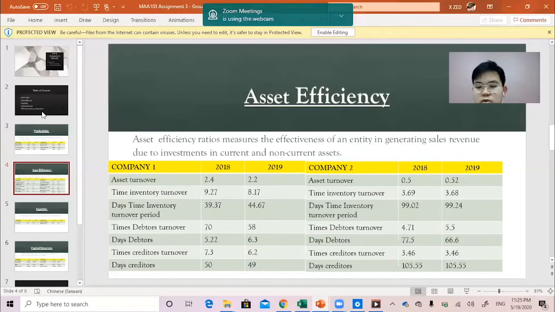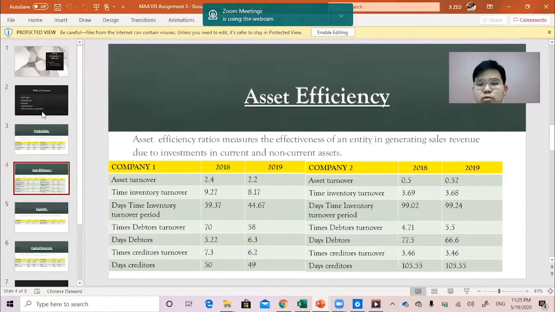This basically shows the efficiency in generating income per dollar of investment in assets. In this case, we can see that company 1 is more efficient than company 2, even though it has decreased. Times inventory turnover measures the number of times per year that inventory is sold. Therefore, company 1 is better than company 2, as it sells more times than company 2.